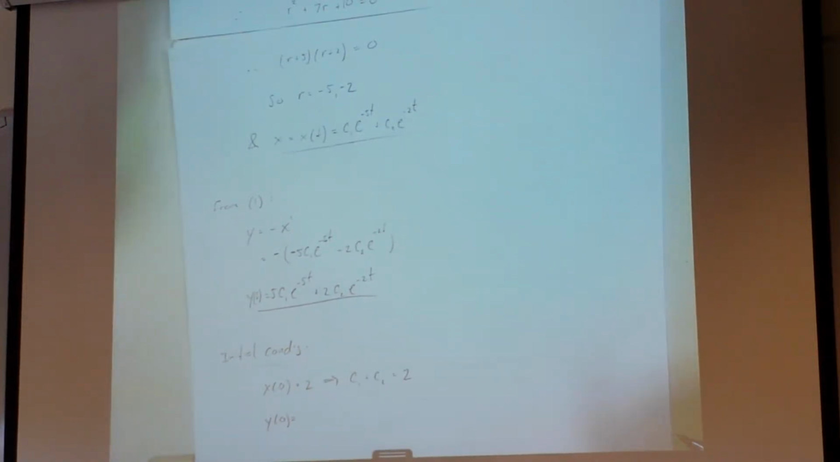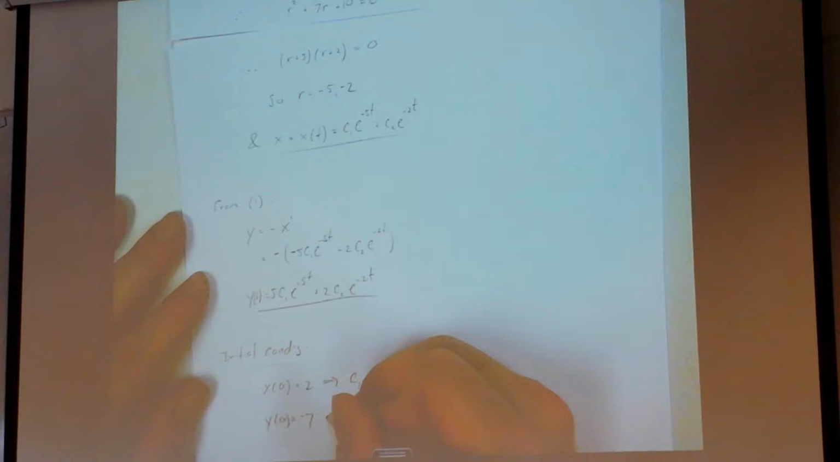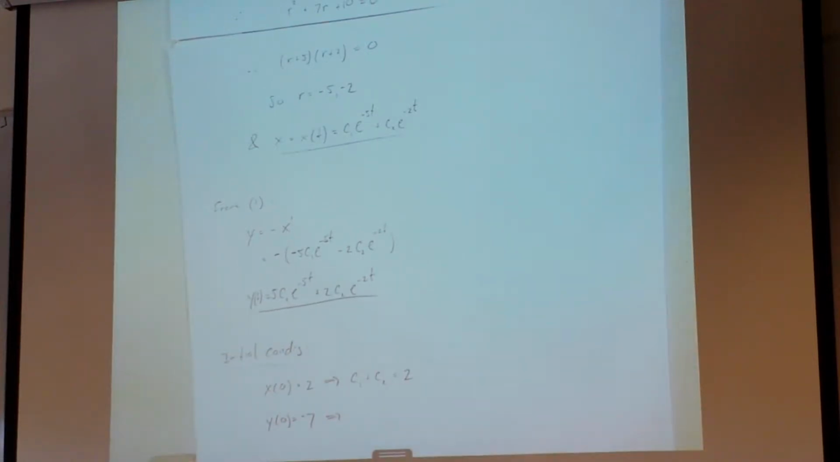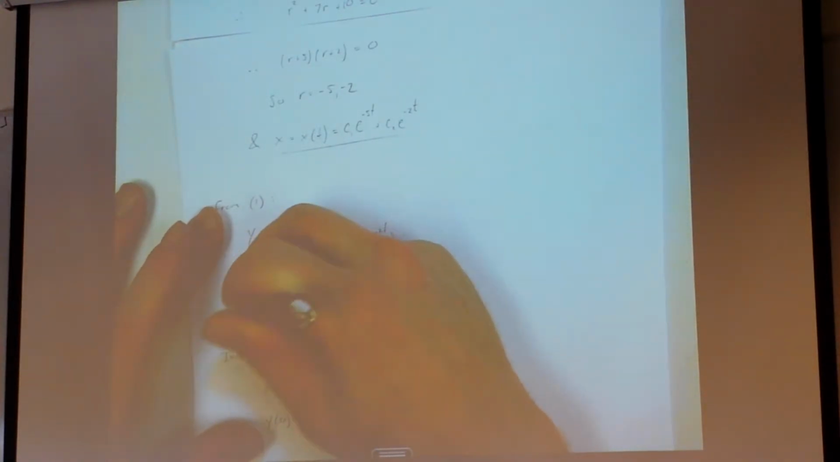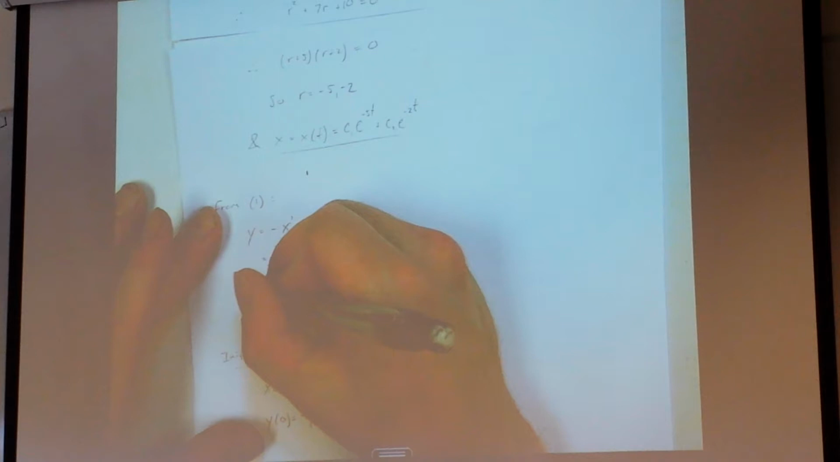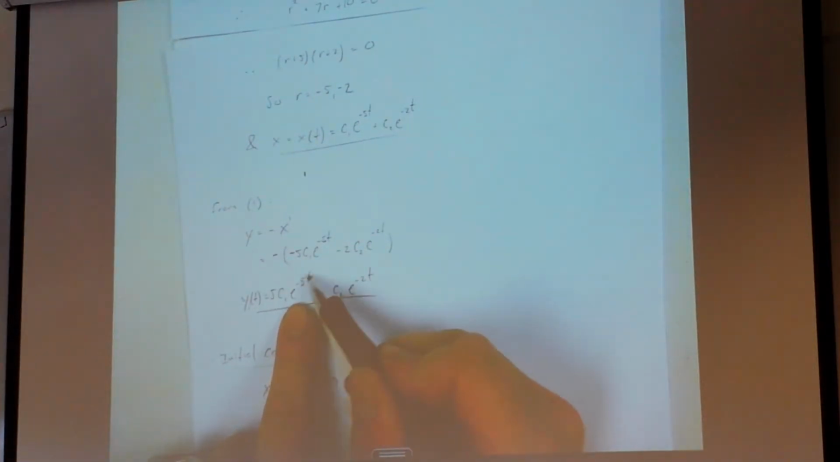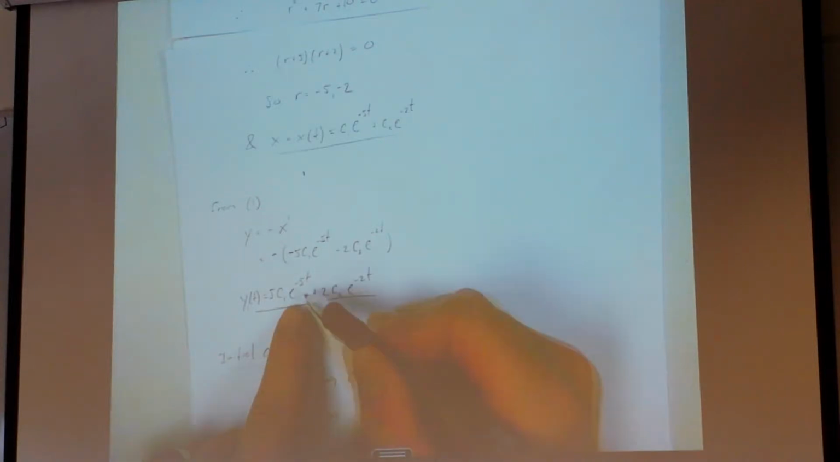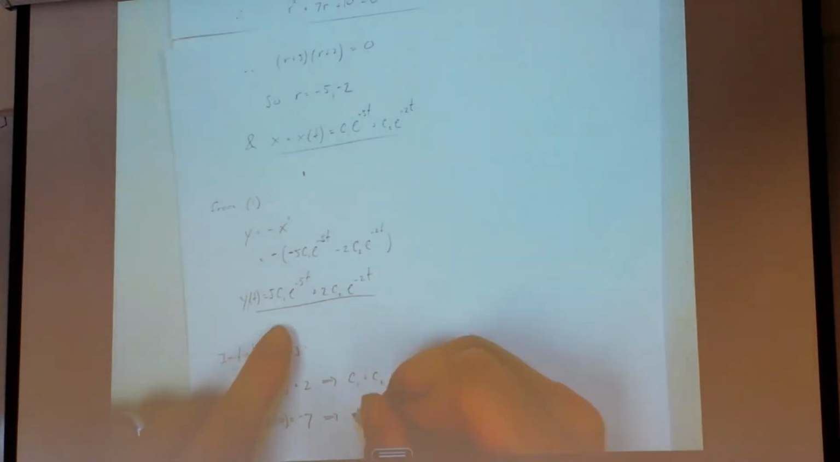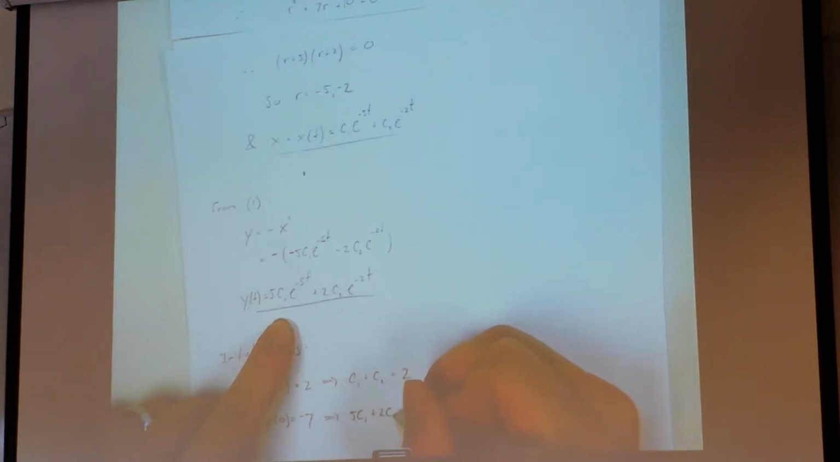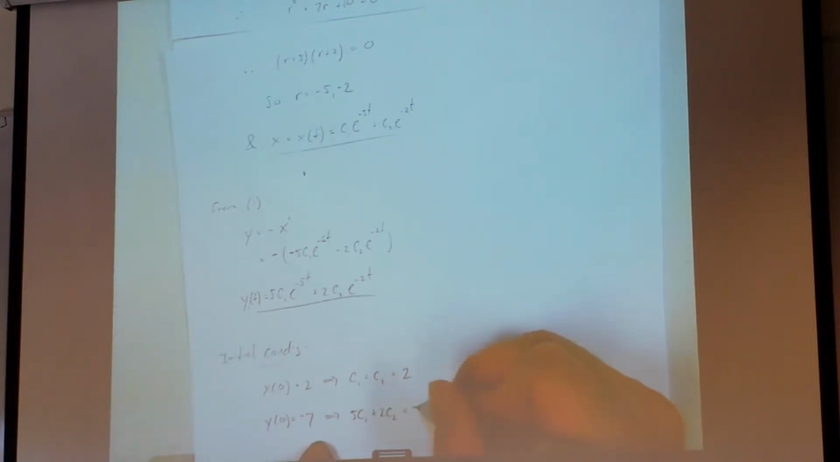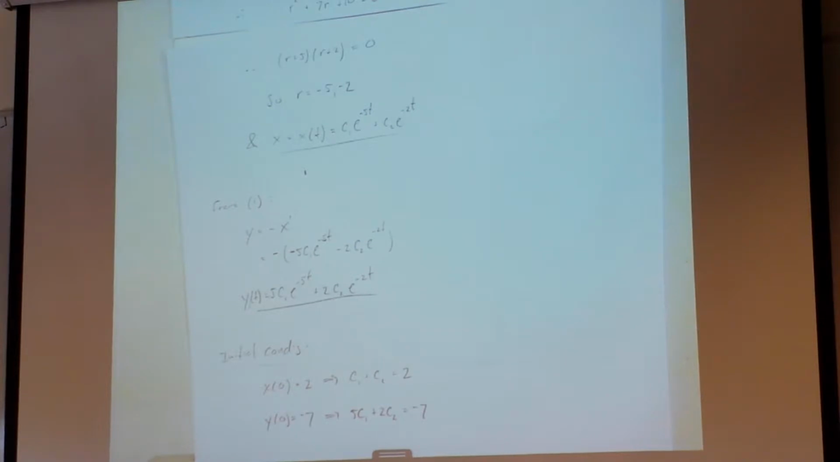Y of 0 was -7. All right. So putting that into our expression for y, what do we get? -7 is equal to 5c1 plus 2c2. Right. So e to the 0 is 1, so I just get 5c1 plus 2c2 equals -7. Okay, good.